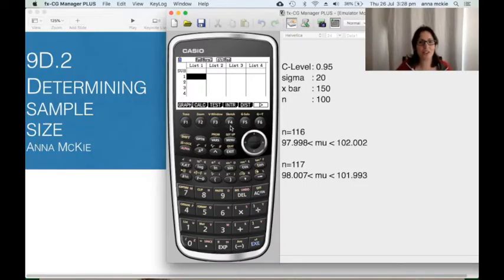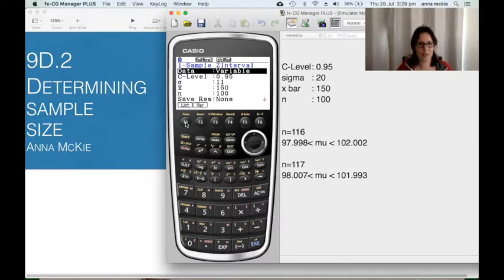Okay, so we're going to go into stat mode. We're doing an interval, we're doing a Z interval and 1 sample. So you get to confidence level 95. Our standard deviation is 11. What was our mu? We didn't have one, did we? No. Okay, well, let's have a think about that. We'll come back. Our N, we're going to try 116.